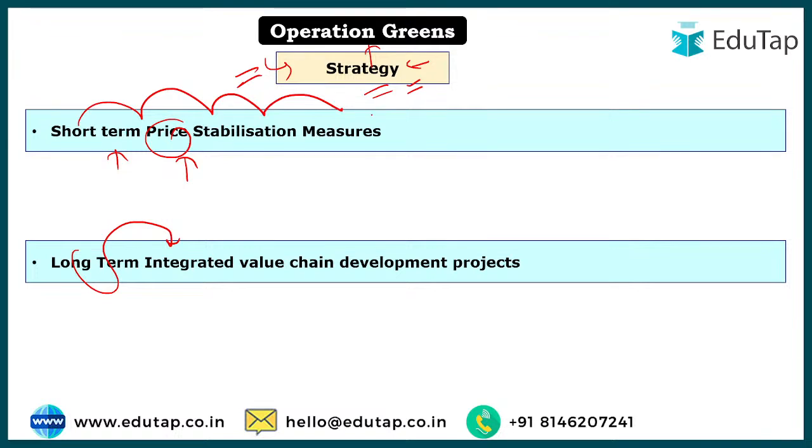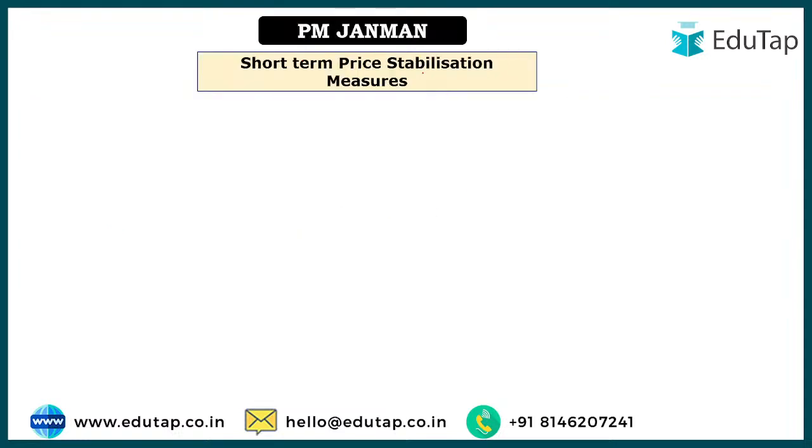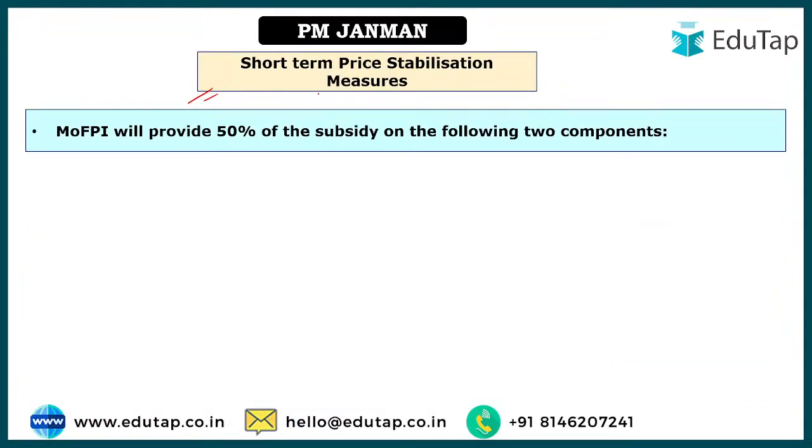So that is why under Operation Greens there are two strategies. One is for short-term price stabilization measure, and another is long-term integrated value chain development project. All right, now let's talk about the short-term price stabilization measures.